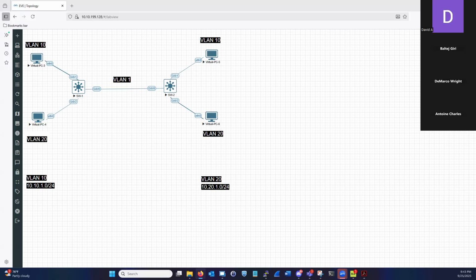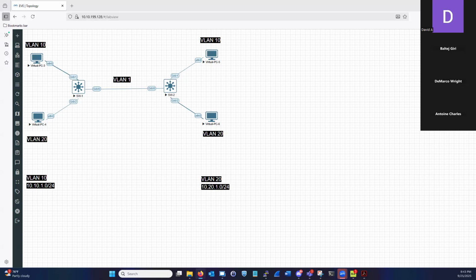While Geary's thinking, Antoine, come off mute. Let's talk through this. So let's talk about this diagram. We have an interconnection between switch one and switch two, and we have connections hanging off of each switch to PC5 and PC3. So the source and the destination. Is that correct? We have connections to the source and the destination, aka PC3 and PC5.